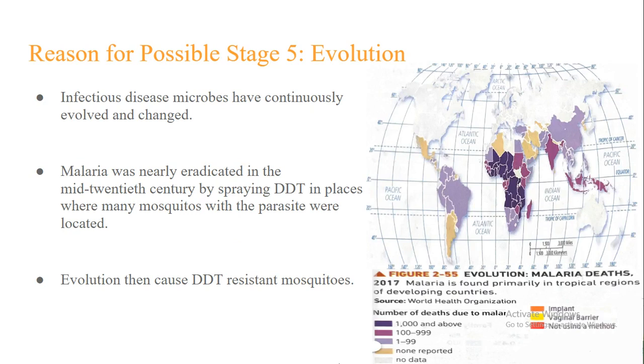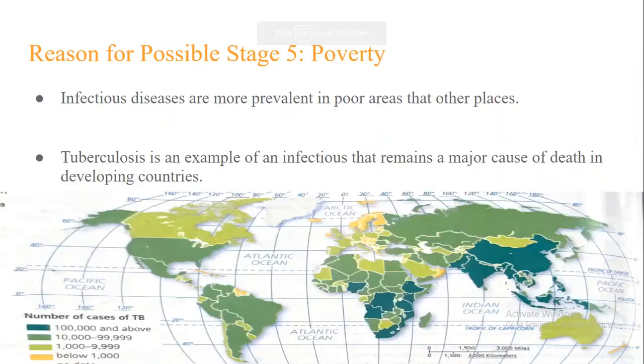Reason for possible stage 5: evolution. Environmental pressures, by developing resistance to drugs and insecticides, cause microbes to continue to evolve and change. Malaria was nearly eradicated by using DDT in places where the mosquitoes with the parasite were located. Malaria now causes around 500,000 deaths a year worldwide because mosquitoes have evolved to be resistant to DDT.